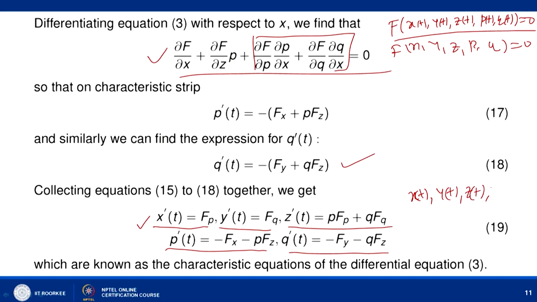And we say that these 5 functions define a strip, and basically these strips are characteristic strips. Then we say that the totality of these strips will form a surface, and we want to find out under what conditions this characteristic strip defines an integral surface. That is what we wanted to do.